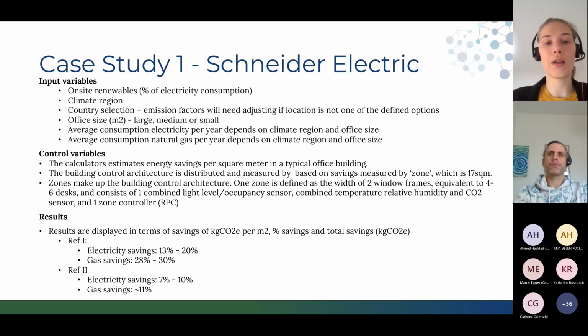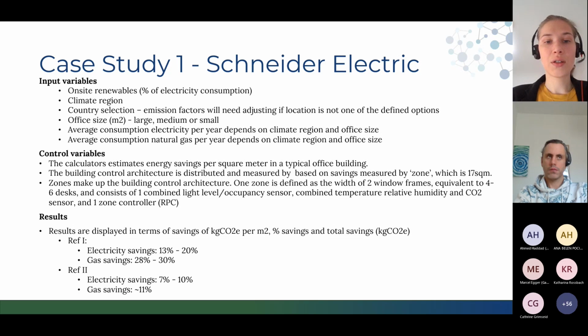And then it also allows for changing the office size. So you can either select between different office sizes, so large, medium, or small, or this can also be overwritten manually, so you can change the office size, as well as change the average electricity and gas consumption per year, which under the default options depends on the climate region and the office size, based on the Schneider Electric sustainability tool, but there is also the option of overriding that manually and changing those input variables.